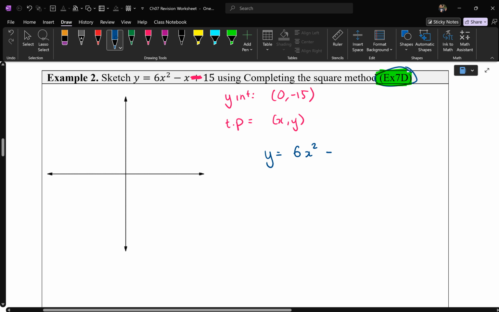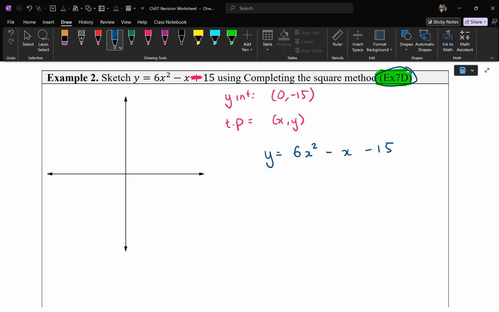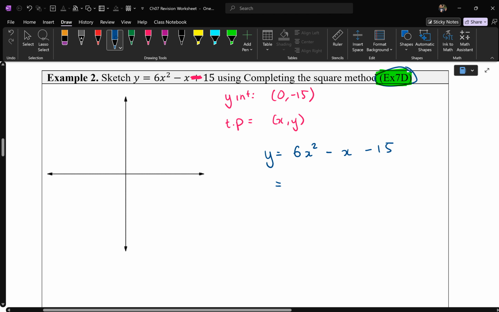6x squared minus x minus 15. To complete the square, you can only do it when the number in front of x squared is 1. So what you have to do here is you have to take out 6 as a common factor. And when you say take 6 as a common factor, what you're really doing is you're dividing them all by 6. That's what you're doing. So now you get x squared minus x on 6 minus 15 on 6. Complete the square of this.